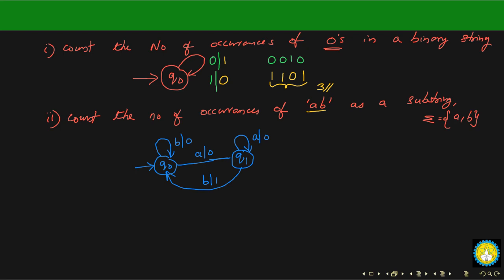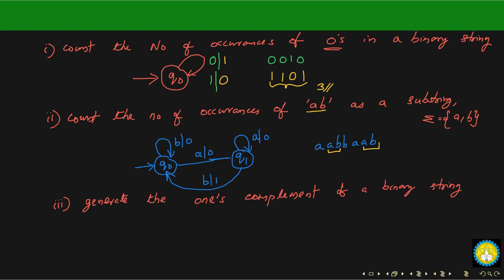You can actually give a sample string, like A, B, B, A, B. If you parse this string using this Mealy machine, you can understand that it will give you 2 ones in its output string. You can actually parse the string using this Mealy machine and verify that.